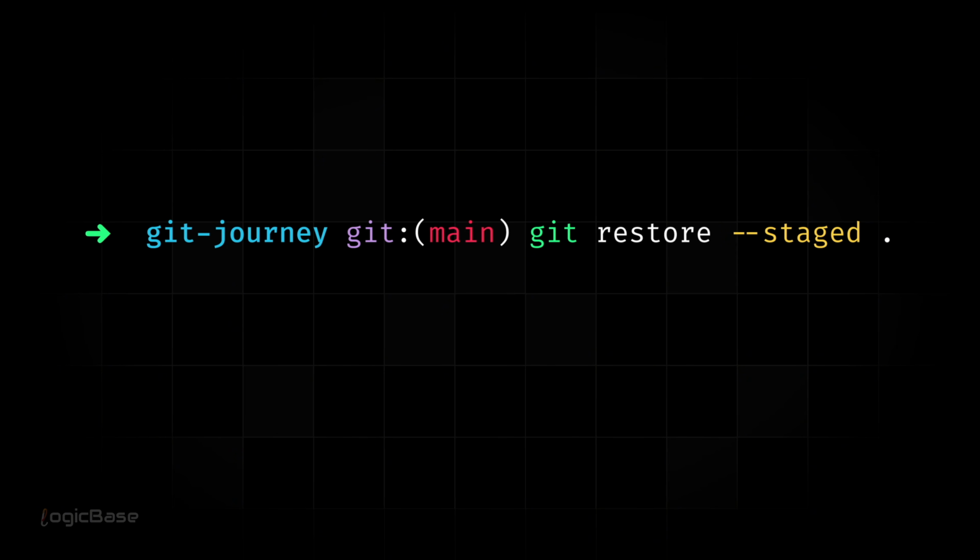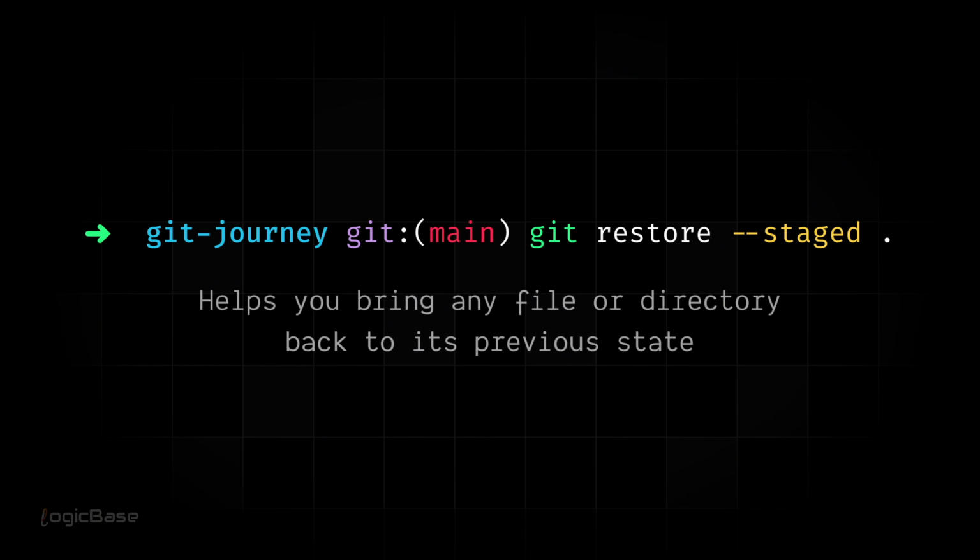It's mainly used to undo local uncommitted changes before they are ever committed. Now, let's move on and talk about git stash.